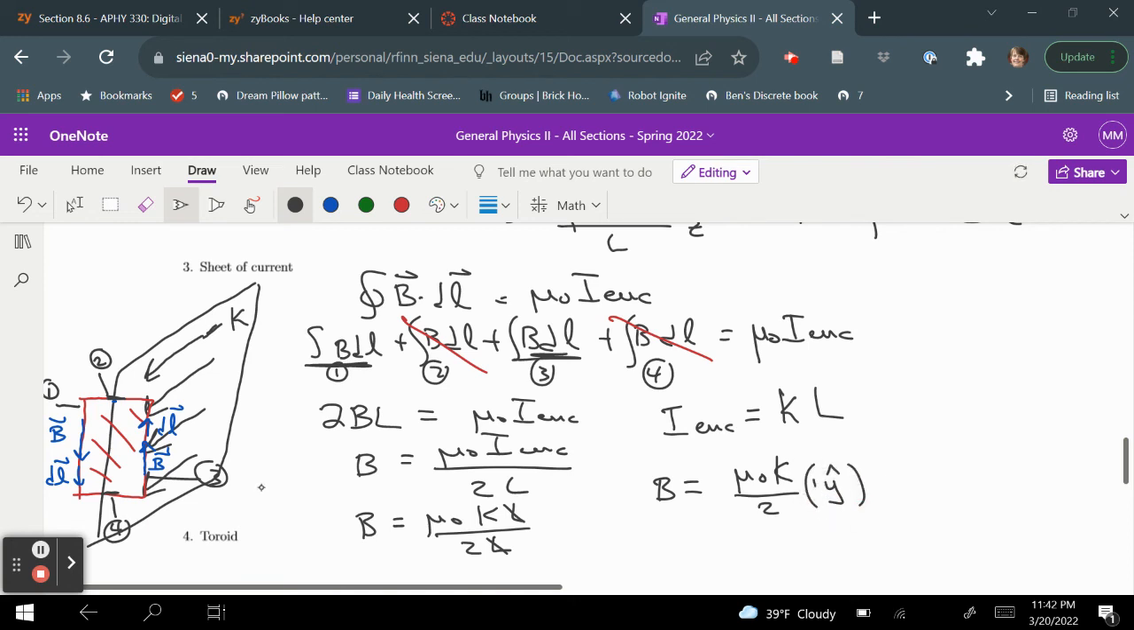And I'm going to say it can be plus or minus, because over here we can see that B on this side is in the negative y hat direction. And over here, B is in the positive y hat direction. So it can be in either one. It's down on the left and it's up on the right.